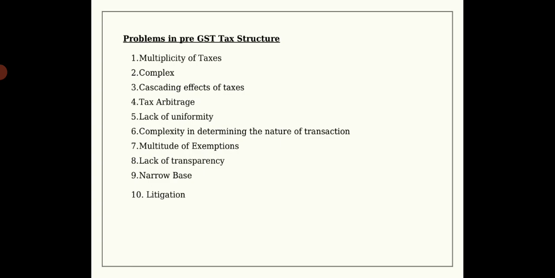So seventh one, multitude of exemptions. Under the current system, businesses enjoy many kinds of exemptions and concessions under different levies, which break the chain of VAT and thus create distortions.